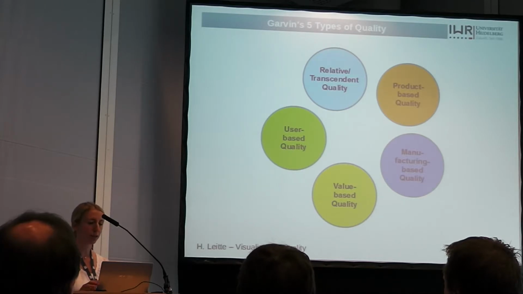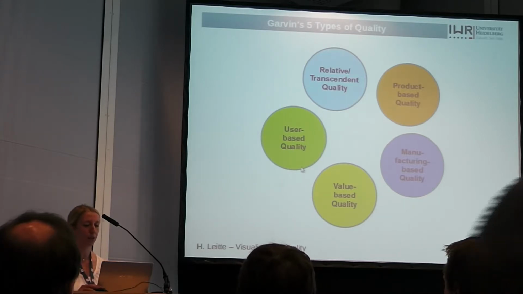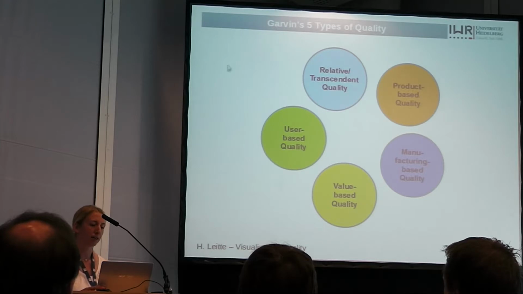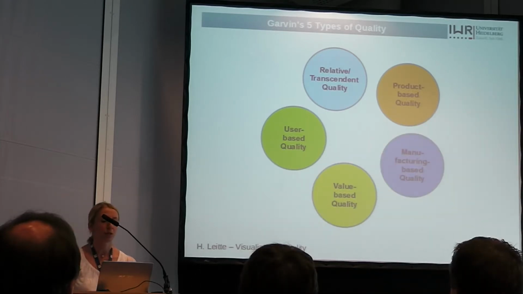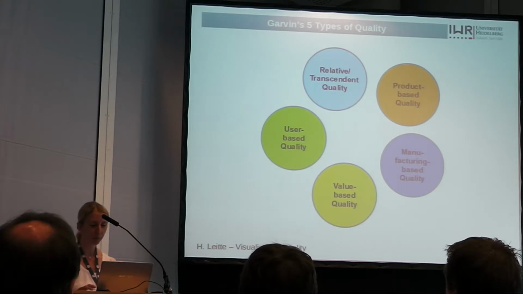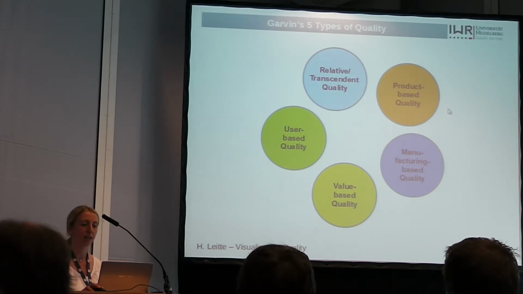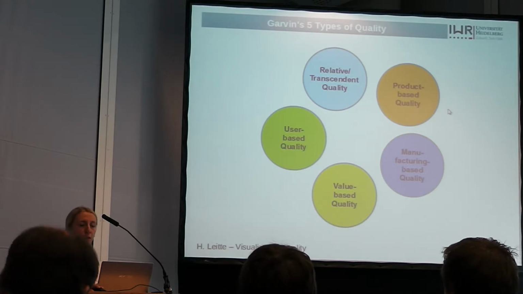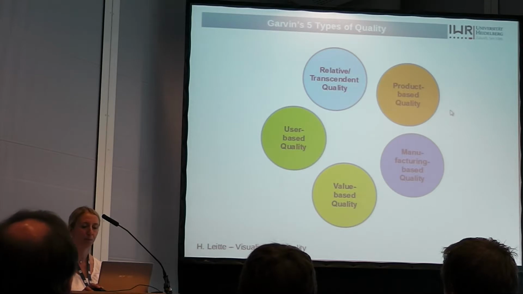So the first one is relative or transcendent quality. That's what most people assume is quality. It's, for example, like judging something like beauty. So you can't really quantify it, you just think this one is better than the other one. The next measure is product-based quality. It's things you can measure. So like if you produce a car and it has to fulfill certain requirements, and you can easily measure them.